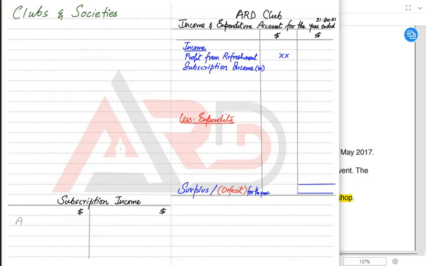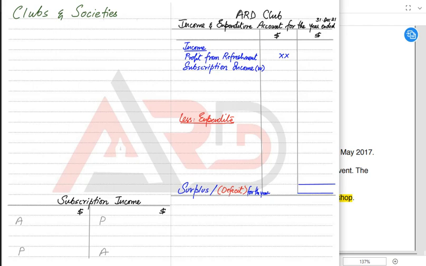And for income, we learned in the previous topic, that is accruals and prepayment, there were two types of accounts. One was the PAAP account, and that was meant for expense. And for income, we need to make this APPA account: accrued, prepaid, prepaid and accrued. Now, beta, there are two types of subscription income. One is accrued income and one can be a prepaid income.